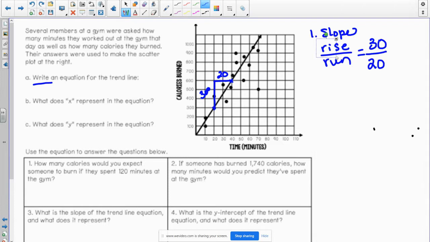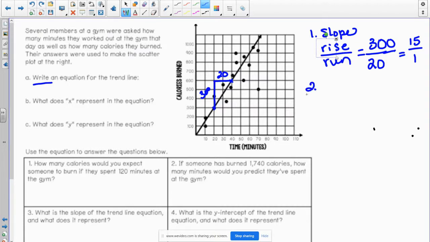So if I divided that by 20, actually, I apologize, that should be 300. If I divide that by 20, 300 divided by 20 is 15. Of course, 20 divided by 20 is 1. So my slope is 15 over 1.